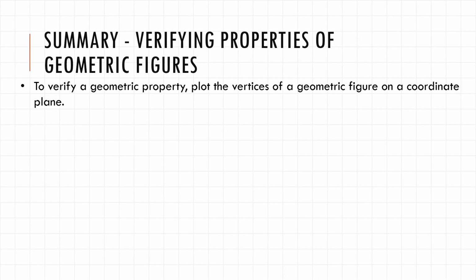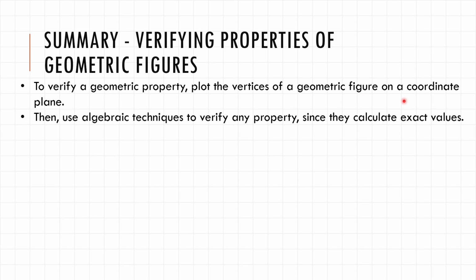So to verify a geometric property, one thing you can do is just plot the vertices of that geometric figure on a coordinate plane, and then use algebraic techniques like finding the slope or the midpoint or the perpendicular lines to verify any property that you choose. And the algebraic techniques are so useful because they actually calculate the exact values, and we're not just relying on a visual diagram to confirm our property.